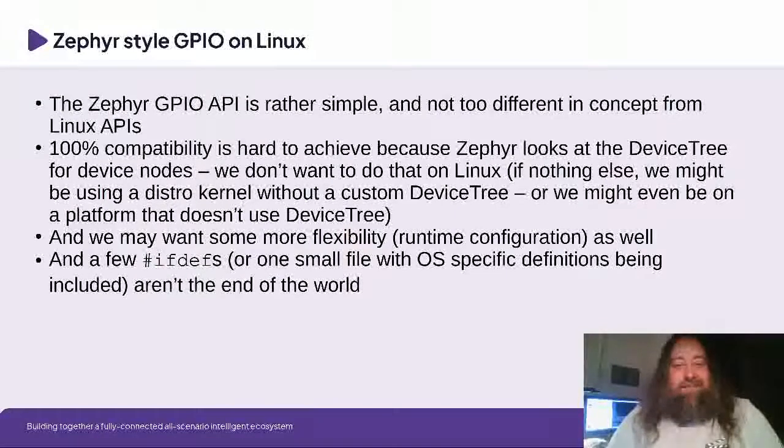We might even be on a system that doesn't use device tree, for example an x86 box with ACPI. And also we may want some more flexibility like runtime configuration. Our GPIO ports might be on USB, or we might have 5 GPIO controllers and vary between the different GPIO controllers depending on the situation. We might have just a lot more GPIO controllers attached. So probably implementing the exact Zephyr API is not the right way to go. And a couple of if-defs or a small file with our specific definitions is not the end of the world.